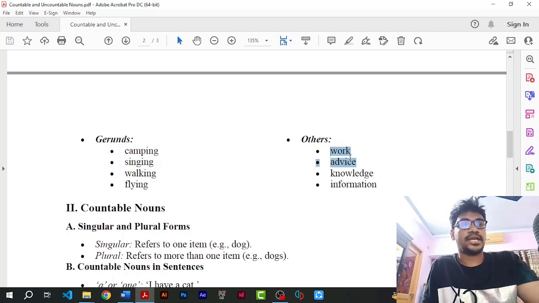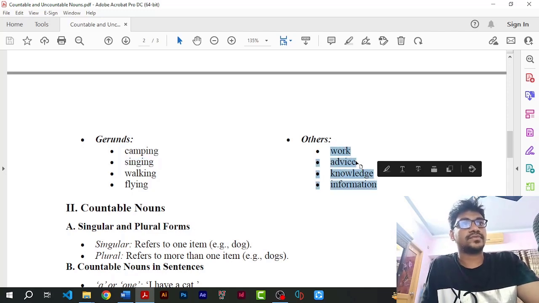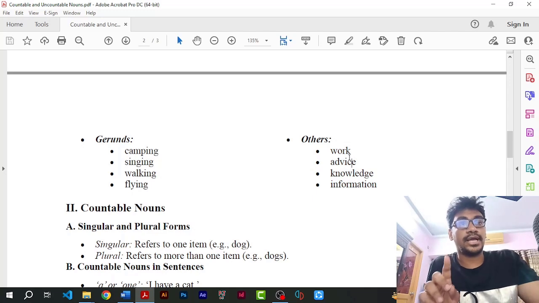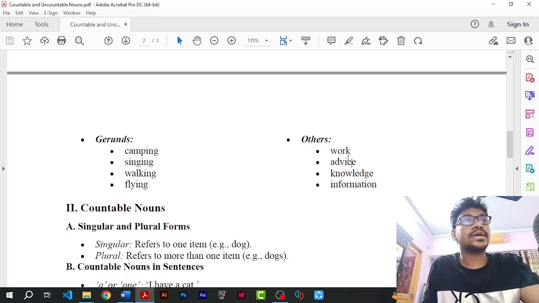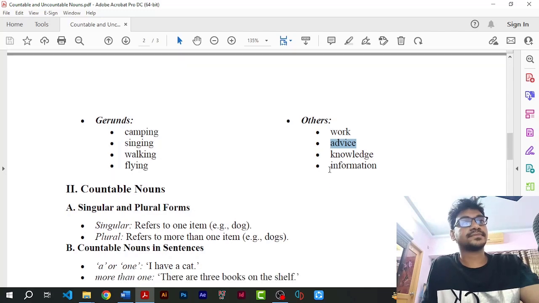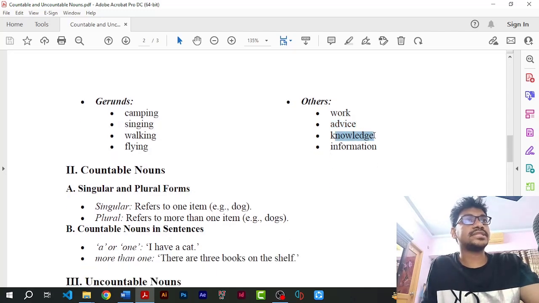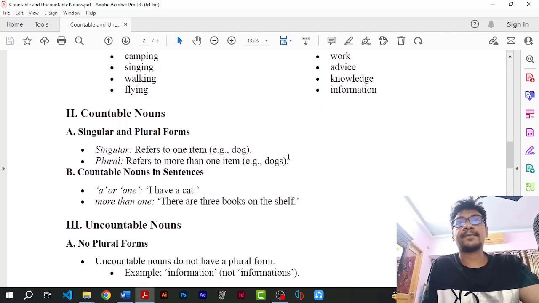So other types of uncountable nouns are, for example, the word work. I have a lot of work to do. You shouldn't say I have many works to do. That is wrong. And also, he gave me many advices. This is also wrong. I have many knowledges. There are many informations. This is wrong. You should say there is much information.